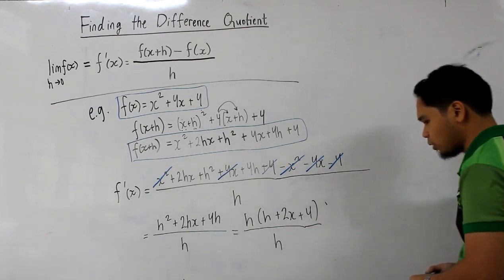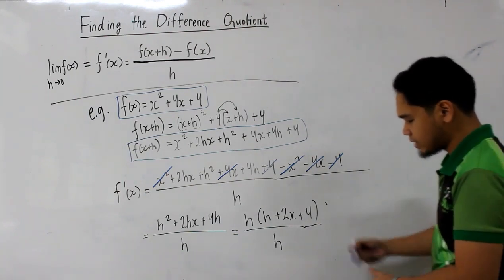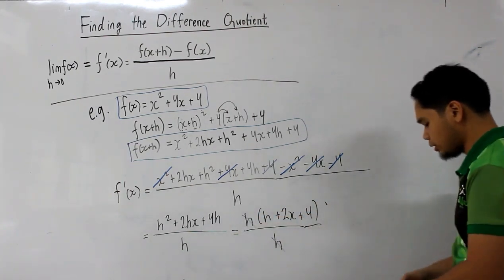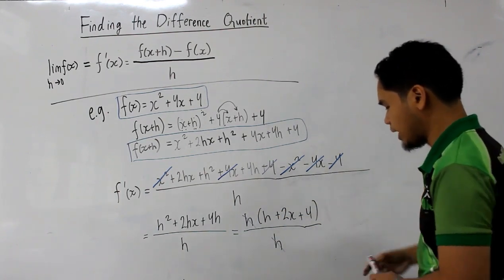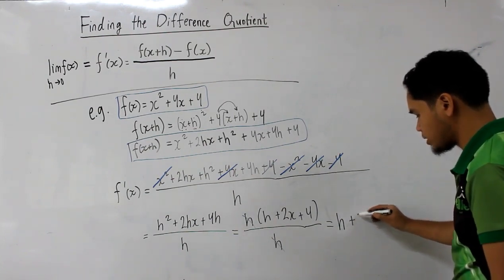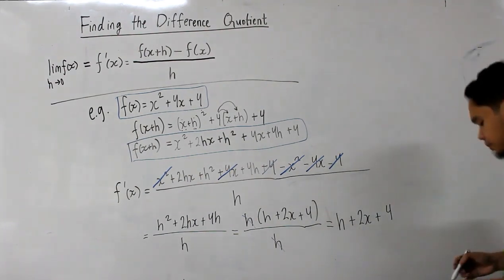And this is the moment where we will cancel the h in the denominator. Simply we can just cancel it since it's a factor. Okay? After cancellation, we will be just left with this expression then. This one. h plus 2x plus 4.